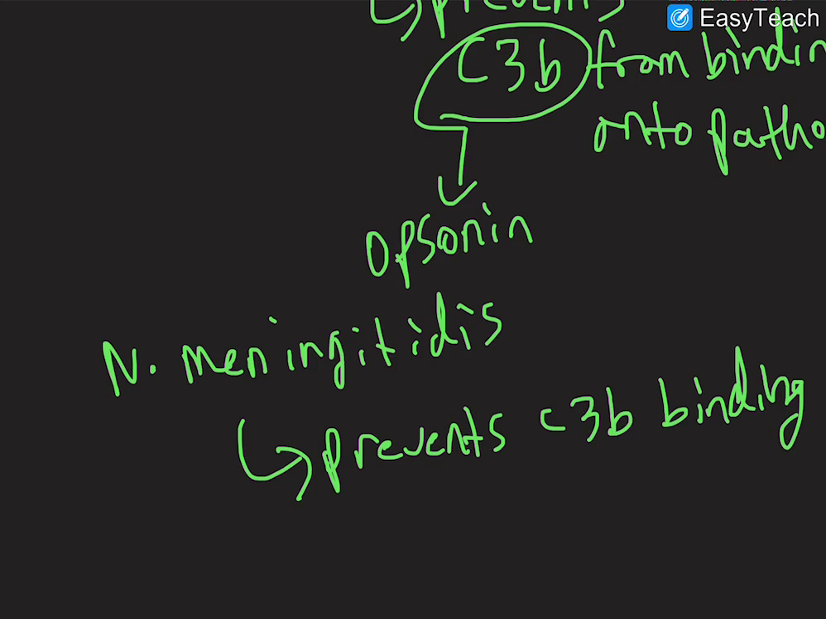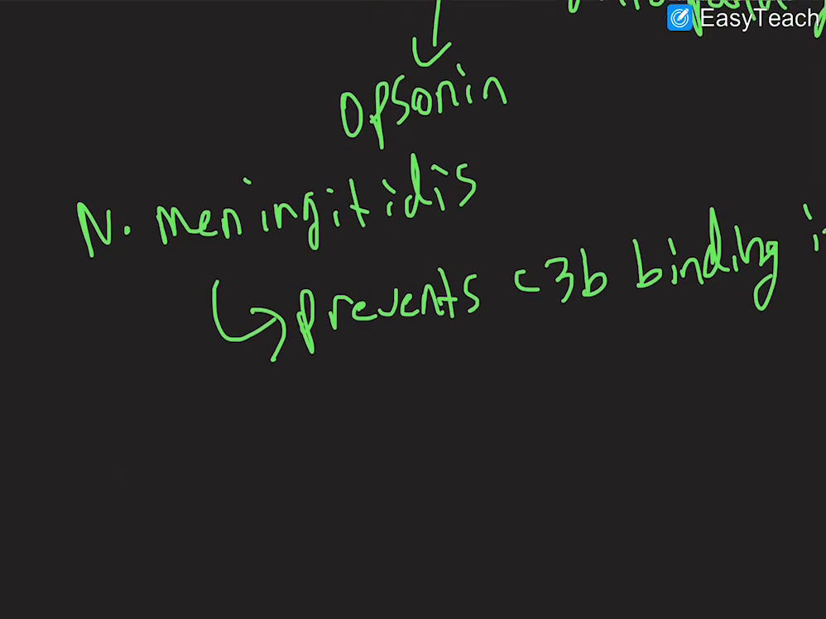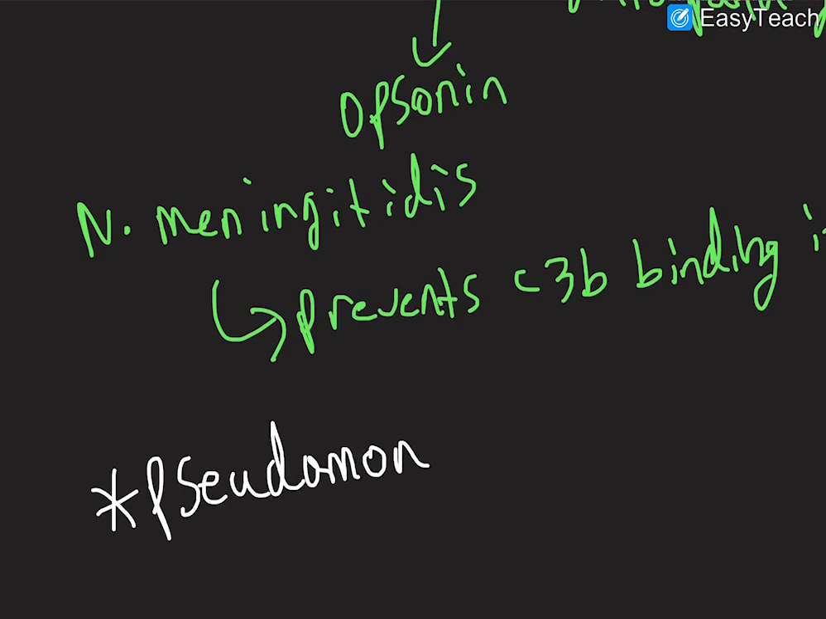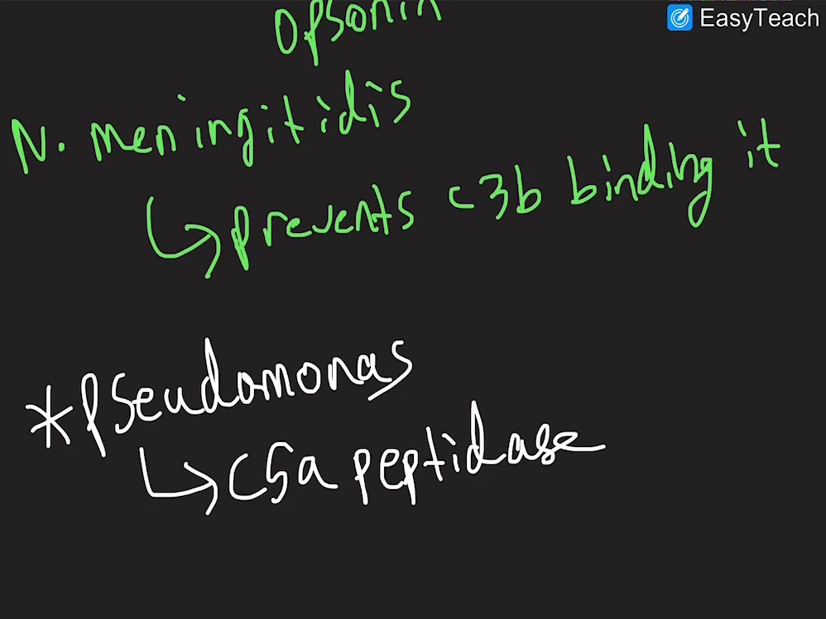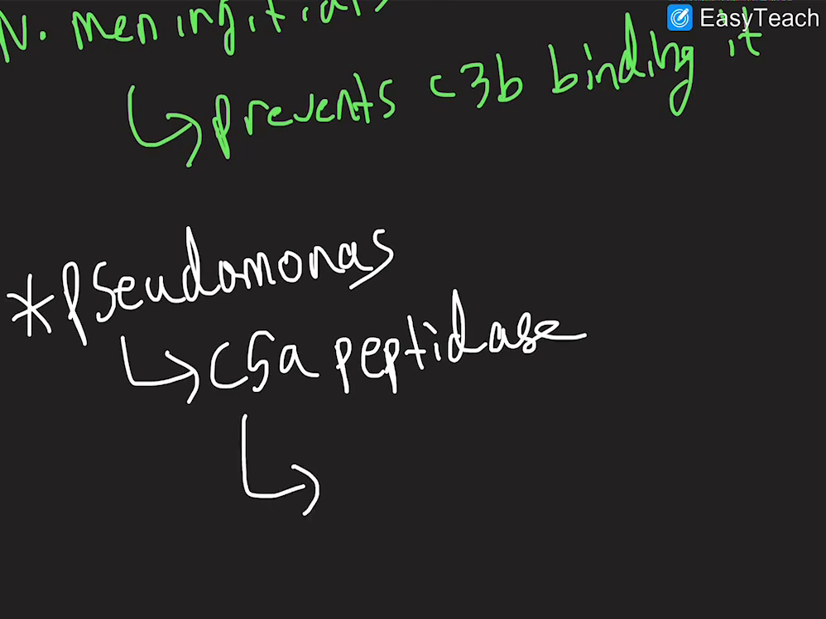All right. And some other bacteria examples that can take advantage. For example, if we talked about Pseudomonas, so write that down. Pseudomonas is a bacteria and it can produce certain enzymes. One of those enzymes is C5a peptidase. Pseudomonas can produce C5a peptidase, and it does what it says. It'll cleave and destroy C5a, not cleave and activate.